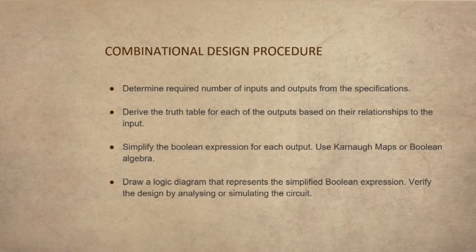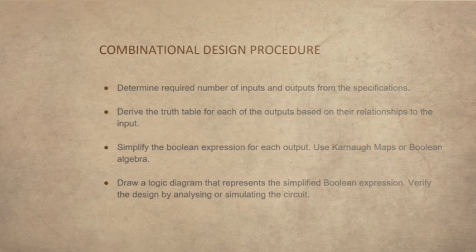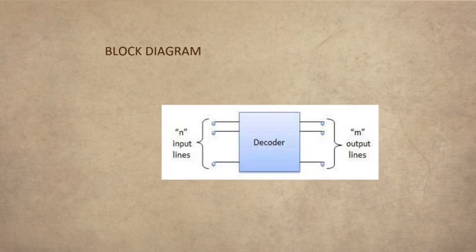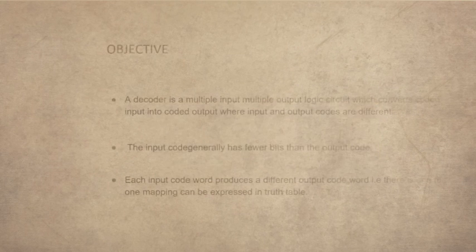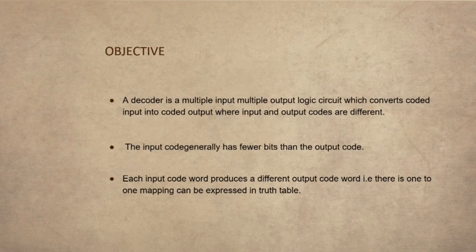Decoder. Combinational design procedure. Determine required number of inputs and outputs from the specification. Derive the truth table for each of the outputs based on the relationship to the input. Simplify the Boolean expression for each output. Use Karnaugh maps or Boolean algebra. Draw a logic diagram that represents the simplified Boolean expression. Verify the design by analyzing or simulating the circuit.